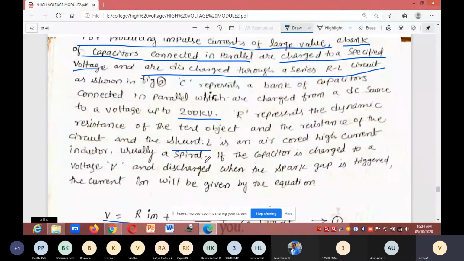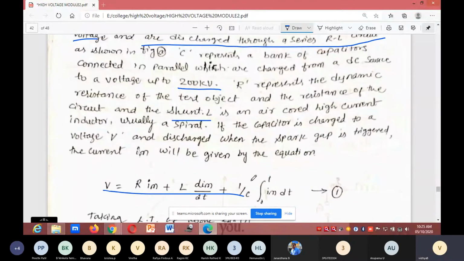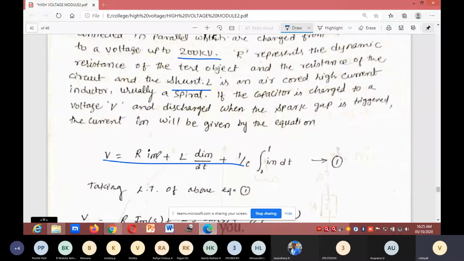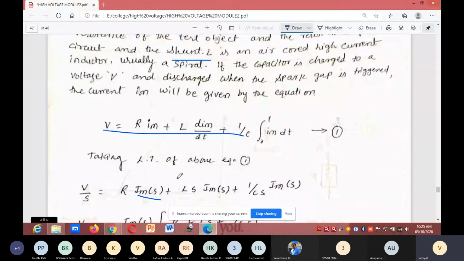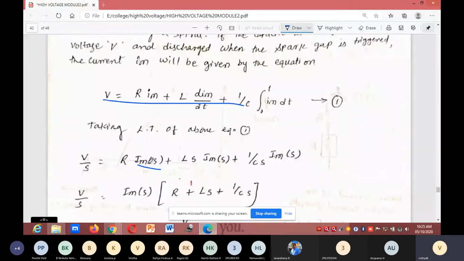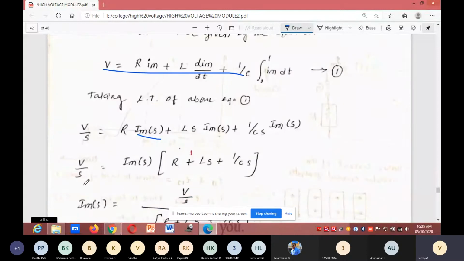If the capacitor is charged to a voltage V and discharged when the spark gap is triggered, the current Im will be given by the equation V is equal to R into Im plus L into dIm divided by dt plus 1 divided by C integration of 0 to t Im dt. This is the first equation. Taking Laplace of that equation, you will get V by S is equal to R into Im of S plus Ls Im of S plus 1 divided by Cs Im of S. V divided by S is equal to Im of S, R plus Ls plus 1 divided by Cs, close bracket.